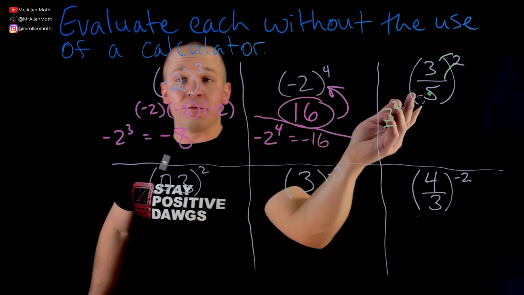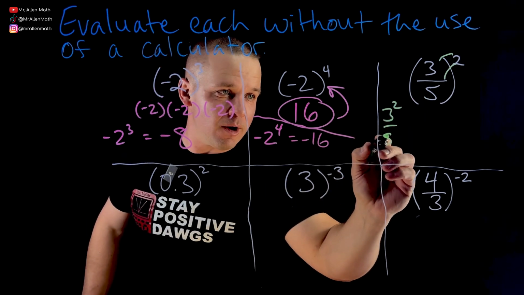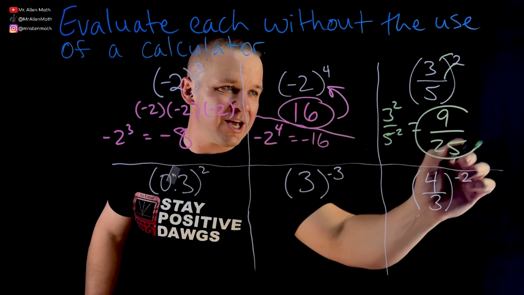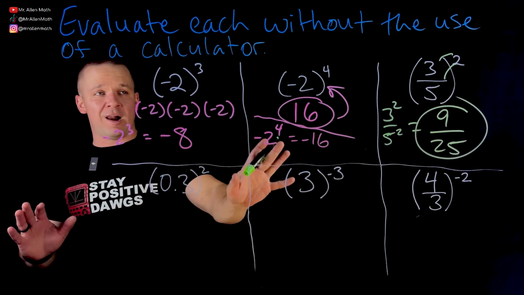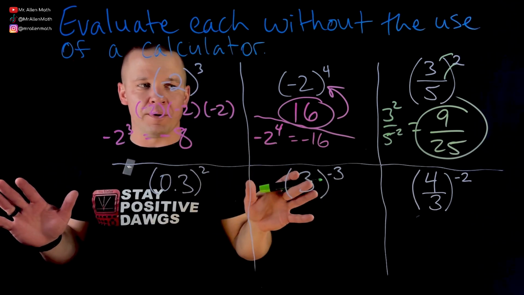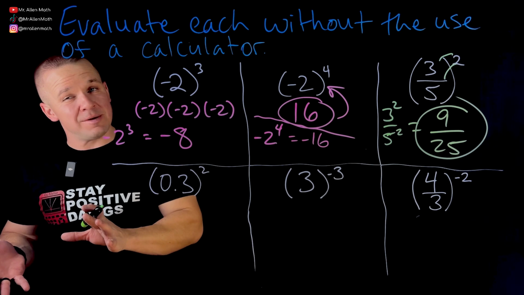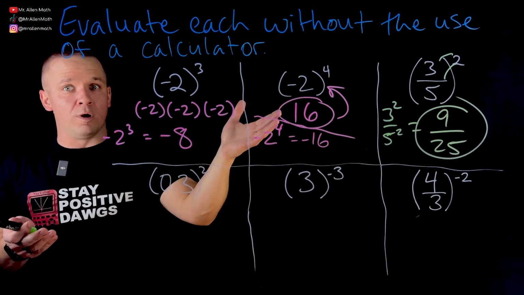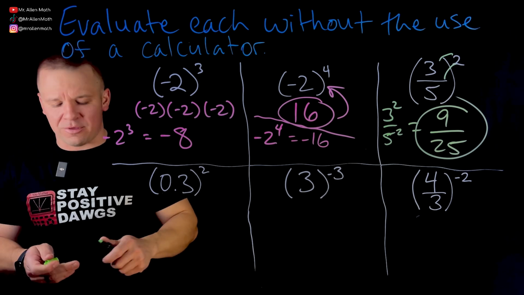So we've got 3 squared, which is 9, and 5 squared, which is 25, so we'll have 9 over 25, which cannot be simplified. Final answer on that one, no big deal, okay? So fractions seem scary, but they're not too bad. You just have to do two of the same problem in one problem. It's like double the math fun.